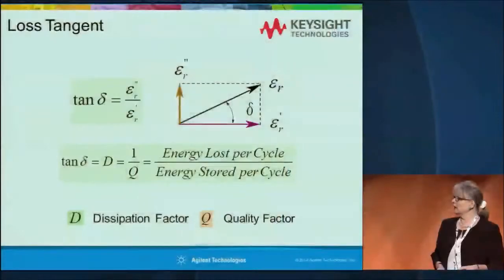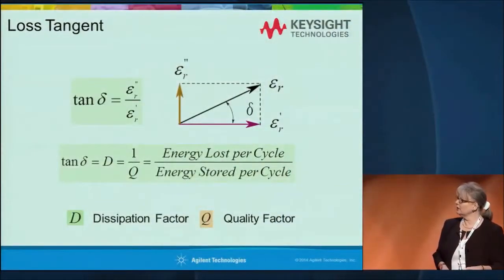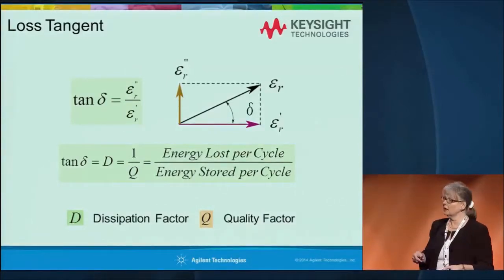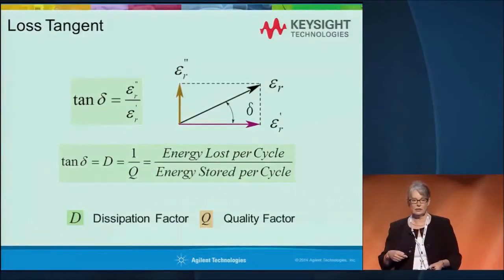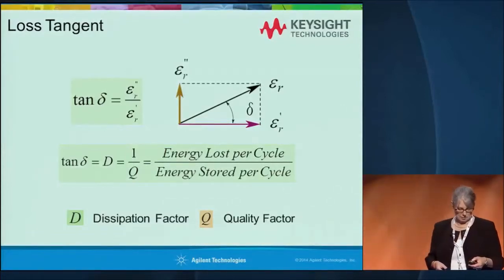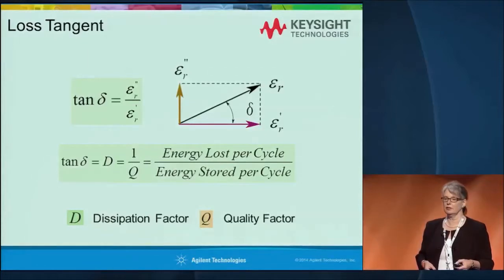And you'll also hear of tan delta, and this is just the ratio of the imaginary part divided by the real part, and it gives you an idea of how lossy your material is relative to what the dielectric properties are. They're also often called dissipation factors. So you'll hear all these terms, but this is what they mean.